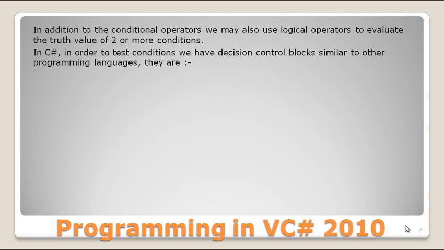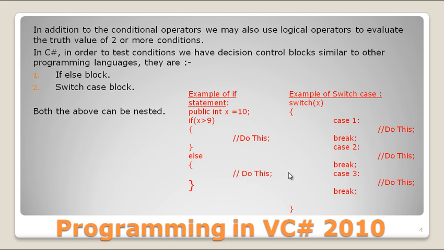In C Sharp, the basic structures, not only in C Sharp but almost all languages, are the if-else structure, or if-else block, and the switch case structure, or switch case block. So I have written a small program here in order to explain to you. Okay, this is the program, and note this point that both the above can be nested.